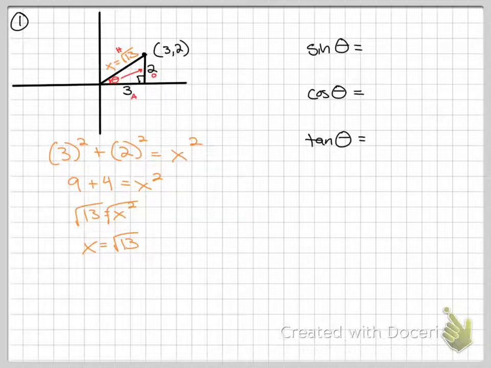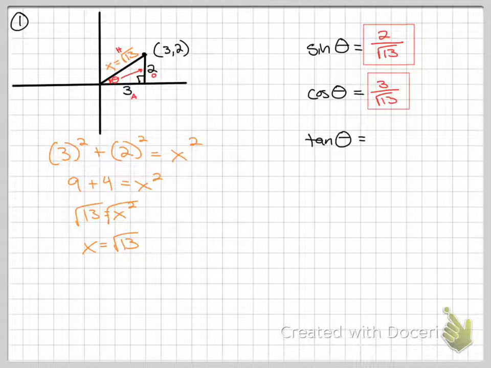So sine is opposite. I just labeled the 2 as O. Over hypotenuse, we just found that as root 13. Your pre-calculus teachers, which means this year your integrated 3 teachers, are not going to require you to rationalize that. If you don't even know what I'm talking about, that's fine, because we are going to leave that as the answer to sine theta, just like that. Cosine theta, A over H, 3 over root 13. Tangent theta, O over A, 2 over 3.